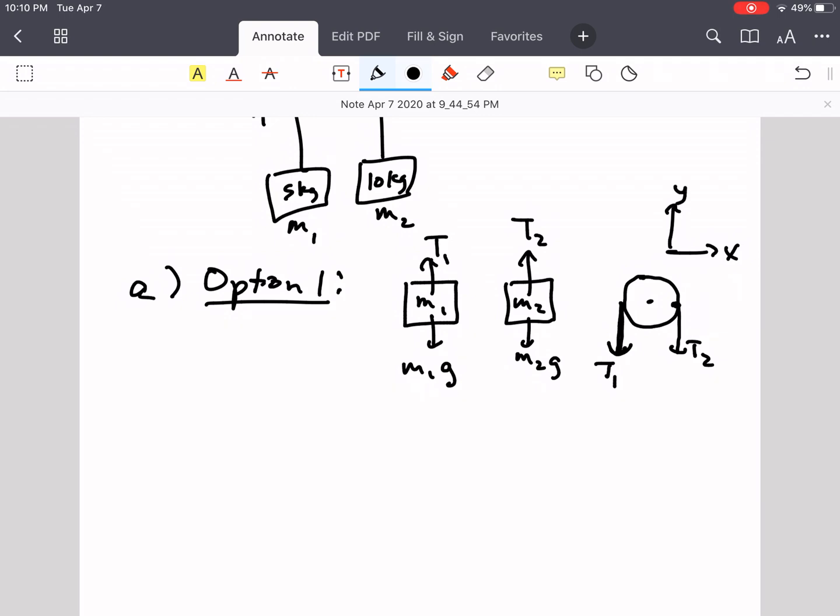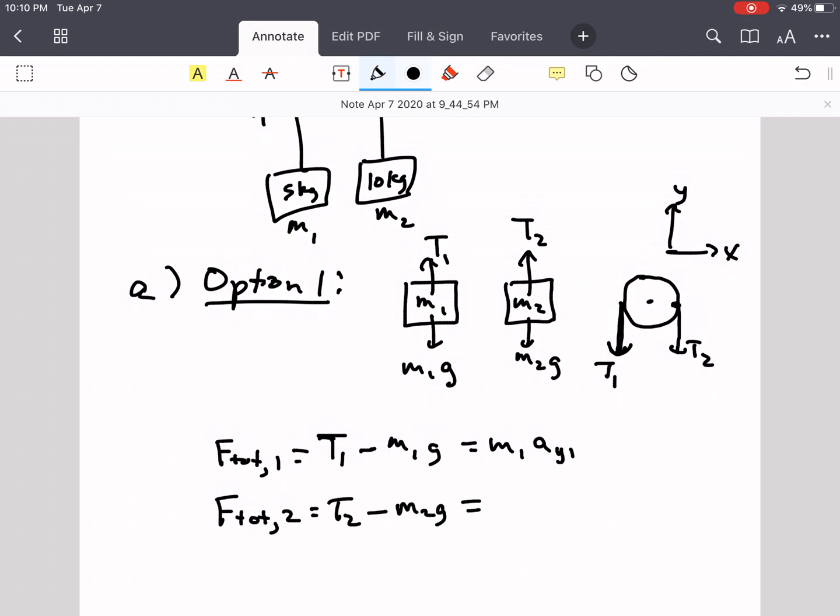Z is out of the plane. We'll go through one by one. So the total force on mass 1 is just T1 pointing up minus M1G pointing down, and that is equal to M1 times the acceleration of 1 in the y direction. The total force on 2 is equal to T2 pointing up minus M2G pointing down. That's equal to M2 times AY2.